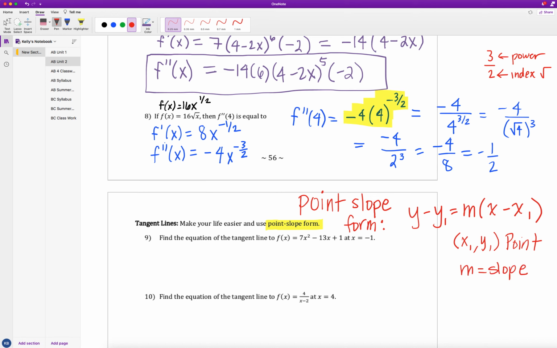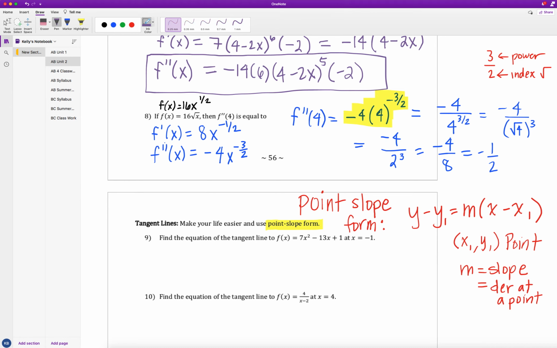Now, because we're in calculus, we're not going to be finding slope using 2 points and using the slope formula. Instead, our slope is our derivative at a point. So the slope is equal to a derivative at a point that we are given. Okay? So that m is really going to be our f prime of a, where a is going to be that x value of that point that we are given.